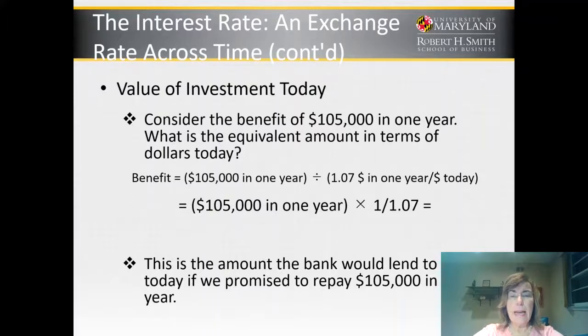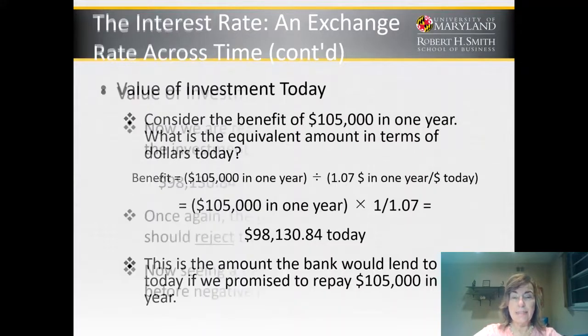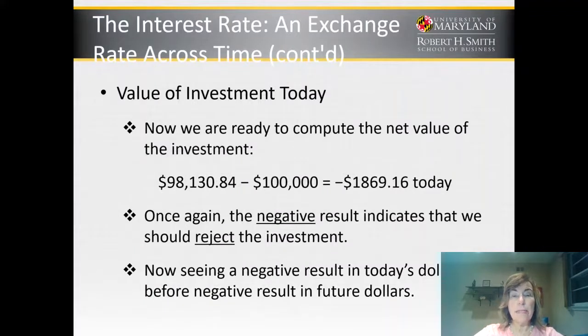Now, we could look at everything in values today, in dollars today, by taking that 105,000 a year from today and dividing it by 1.07. This is the amount that the bank would lend to us today if we promised to repay 105,000 in 1 year. So what does that equal? That's $98,130.84 today. So we can now compute the net value of this investment as well. $98,130.84 is the benefit. $100,000 today is the cost. So in today's dollars, that's worth negative $1,869.16. We should reject. We see a negative result in today's dollars.